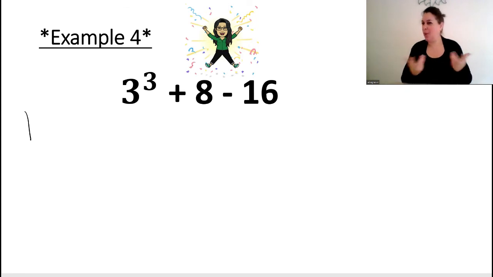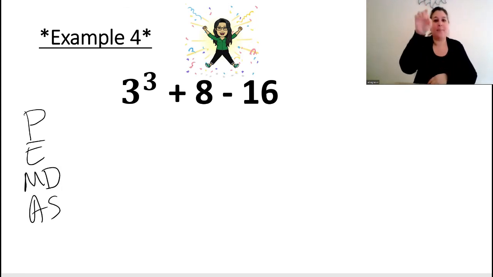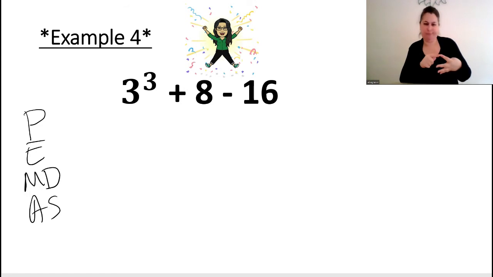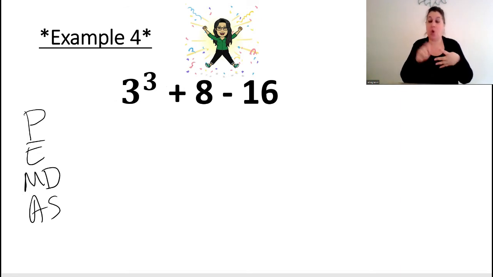I should write down the acronym PEMDAS so I can remember. Okay, so let's ask ourselves, do we see any parentheses? No. What I'm doing right now is what you should be thinking every time you see the problem. Write down PEMDAS and then start asking yourself, do we see any parentheses? Nope. Do we see any exponents? Yes. 3 cubed, 3 to the power of 3, 3 raised to 3.